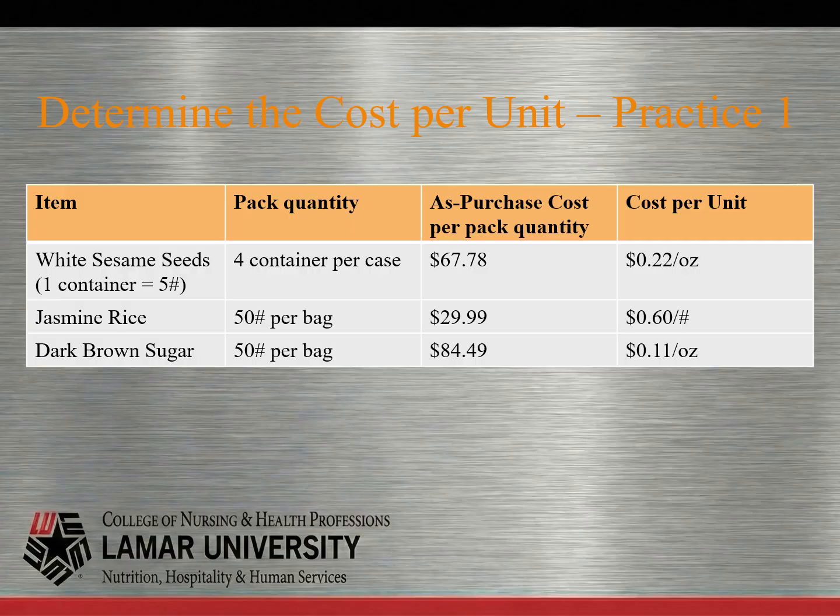So let's look at these bulk prices. On row 1, we have white sesame seeds. It's packed 4 per case, and each container is 5 pounds total. So the total weight for 1 case is 20 pounds. Each case costs $67.78. We are looking for the cost per ounce. So how do we find this? We have to find the total ounces because our units have to match. So 20 pounds times 16, because there's 16 ounces in a pound, equals 320 ounces.